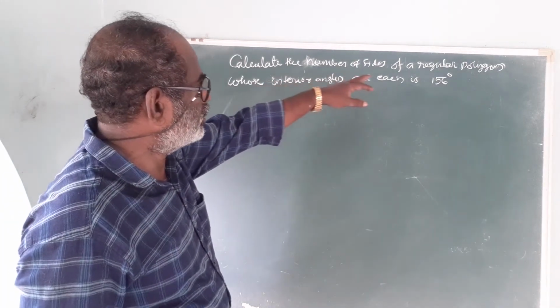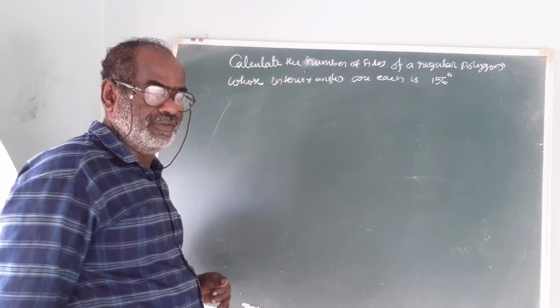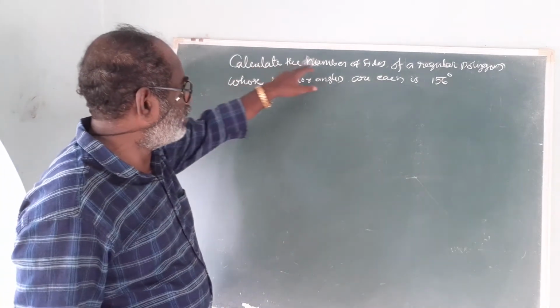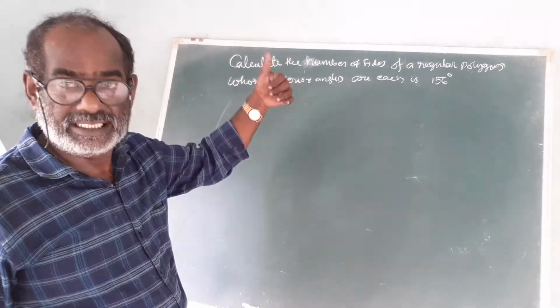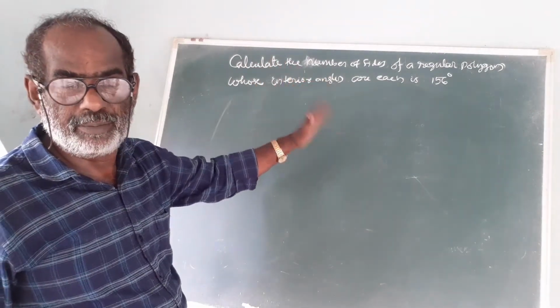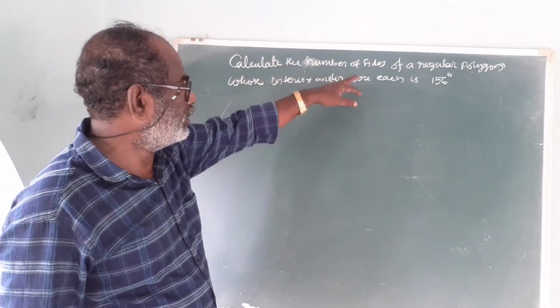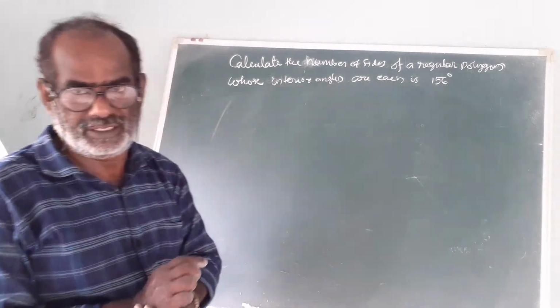Calculate the number of sides of a regular polygon whose interior angles are each 156. Here we are finding the same thing, the number of sides, but the given angle is the interior angle. In the previous problem the exterior angle was given, so we could directly divide by the exterior angle to get the number of sides. Here we want the number of sides, but the given angle is the interior angle, equal to 156.